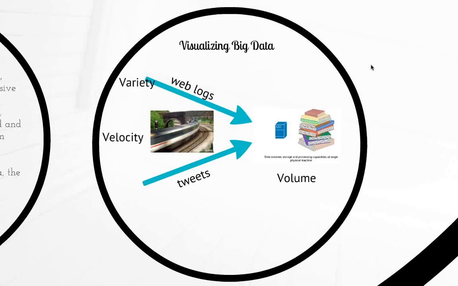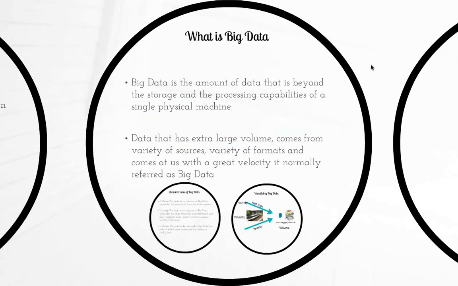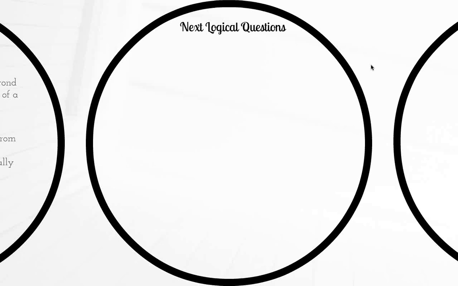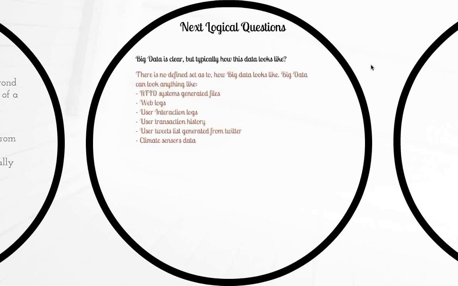Now let's talk about the next logical questions. Over a period of time, a few of the students have asked some great questions, and I'm using those questions to paint the complete picture. The first logical question is, big data is clear, but how does this data look? Can I see something and say, okay, this is big data? There's no defined set as to how big data looks. It can be an RFID system generated file, a web log, a user interaction log, a user transaction log, a tweet, climate sensor data. It can just be anything and everything.